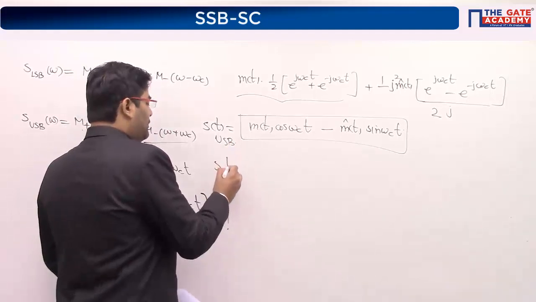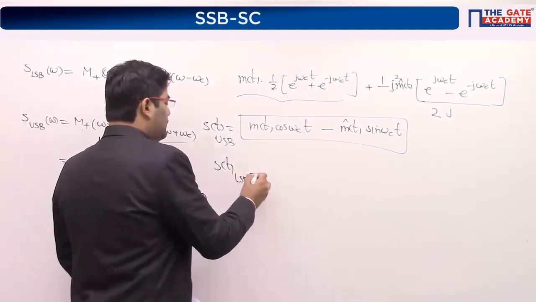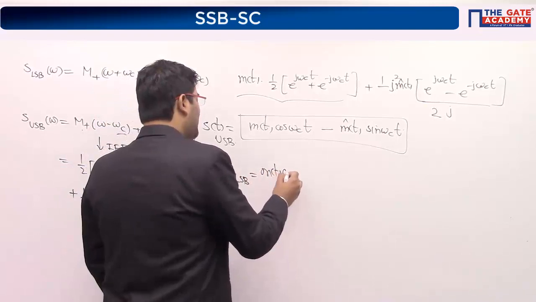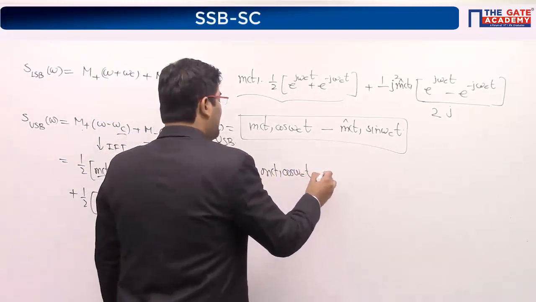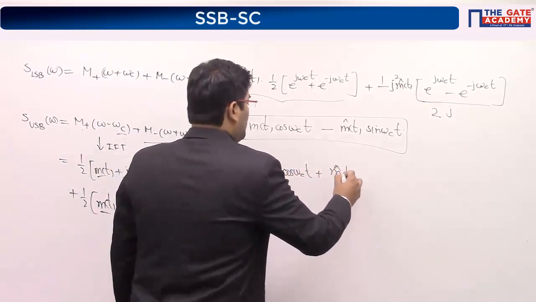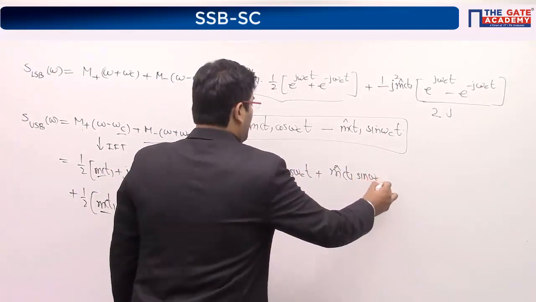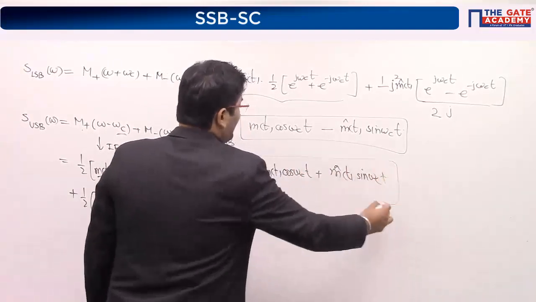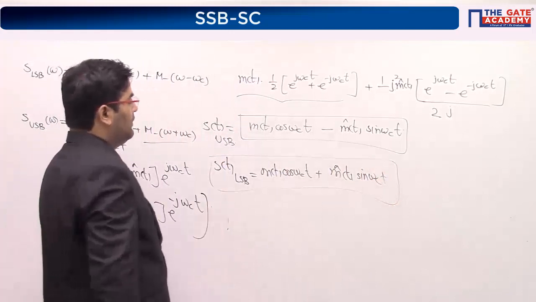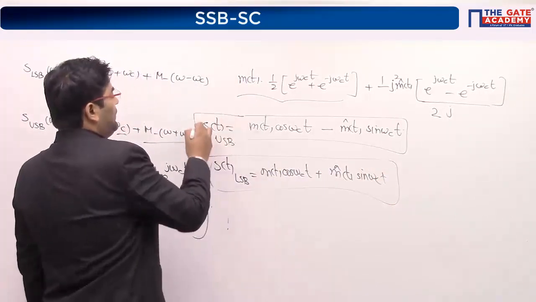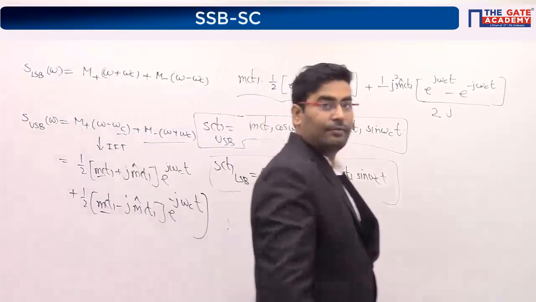Similarly, if you want to write the lower sideband, nothing you have to do, just change the sign, and it will become the lower sideband. Guys, give it one more try at your home, okay? And trust me, you'll get the derivation, don't worry.